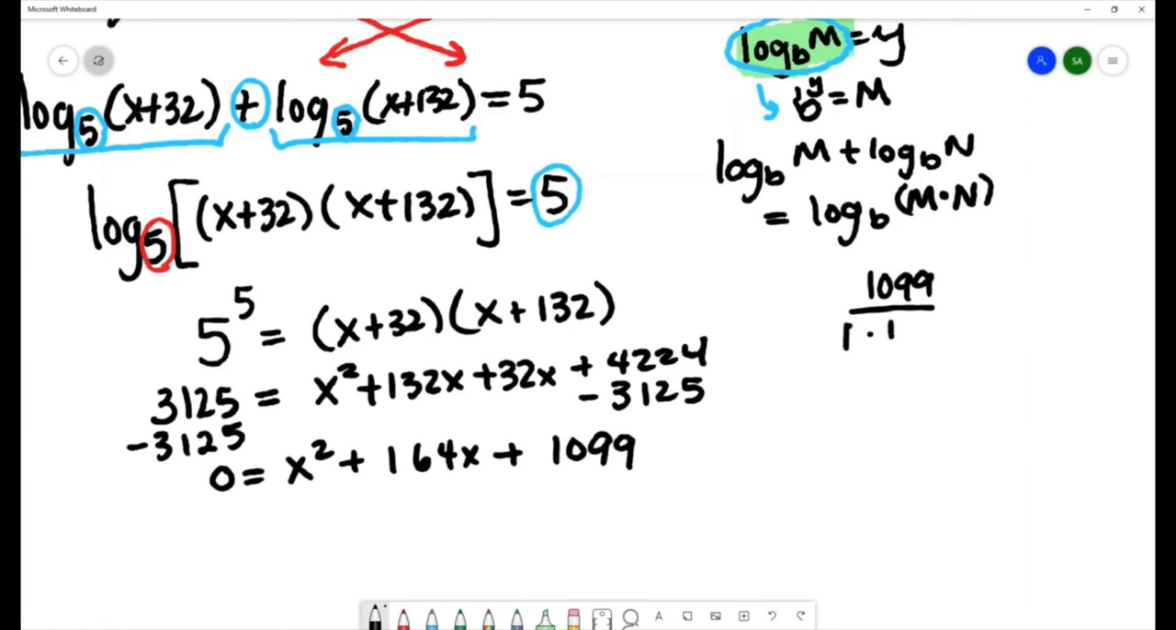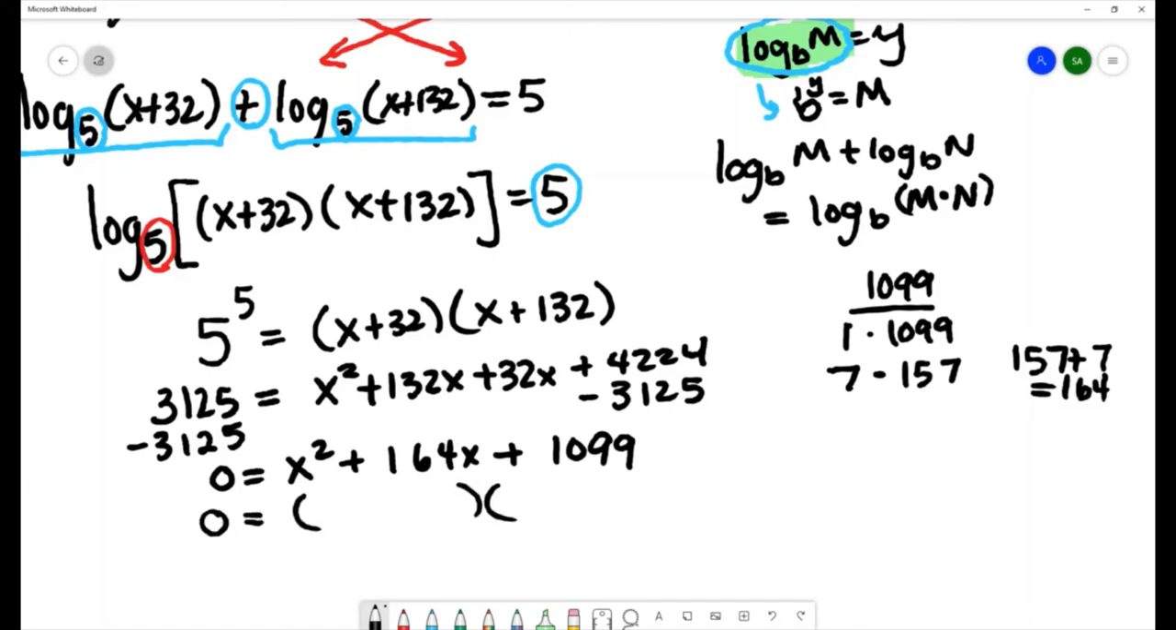I've got 1 times 1,099. This is not an even number, so 2 will not go into it. I also know 3 will not go into it because the sum of the digits is not divisible by 3. 4 won't work, 5 won't work, 6 won't work. How about 7? I'm going to try that. Okay, 7 times 157, and that has potential. That's pretty close to our middle term of 164. So let's add 157 plus 7 to see. Yes, so 157 plus 7 does equal 164. So that looks like the factorization that we're going to use.